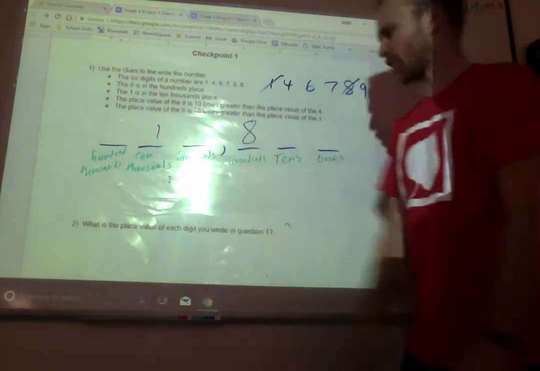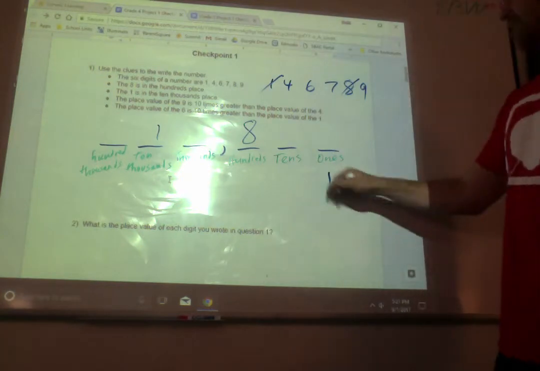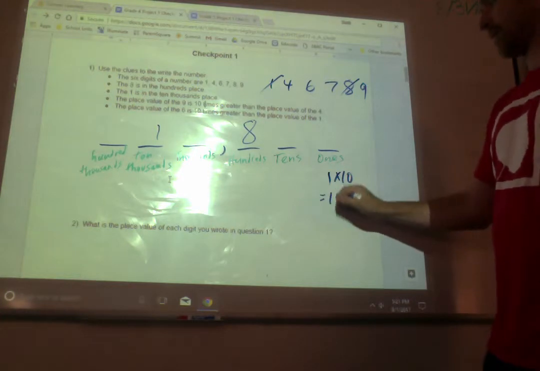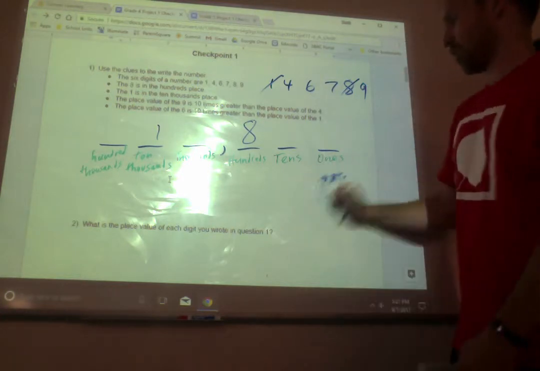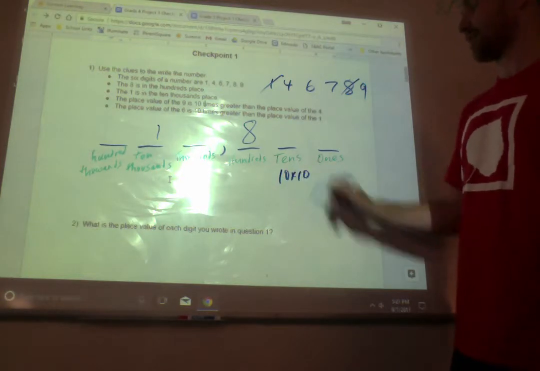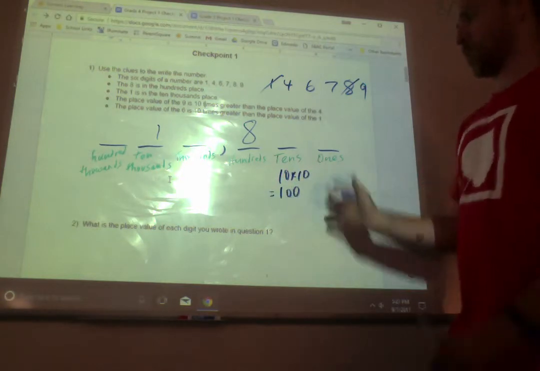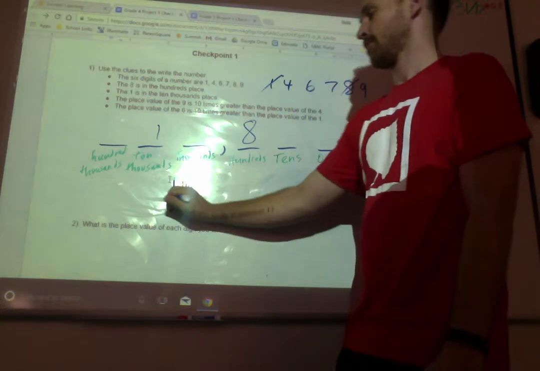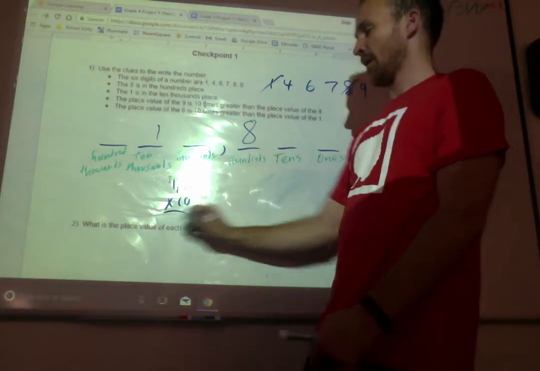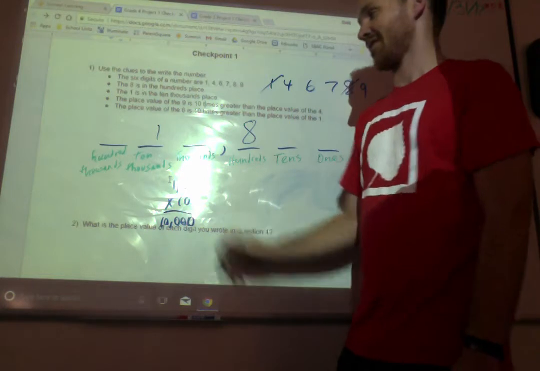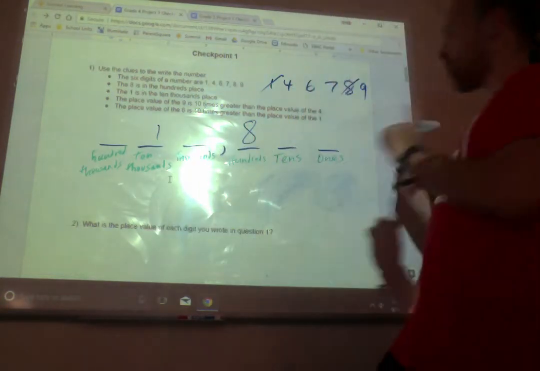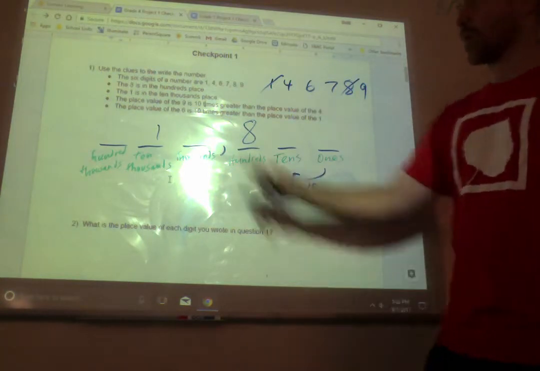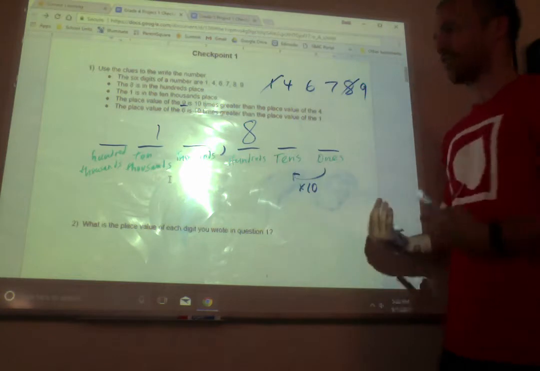Place values are 10 times greater. What's 10 times greater than 1? 10. What's 10 times greater than 10? 100. What's 10 times greater than 1,000? It's 10,000. Trust me. Every time you move 1 place to the right, it's 10 times greater. The 9 is 10 times greater than the 4.